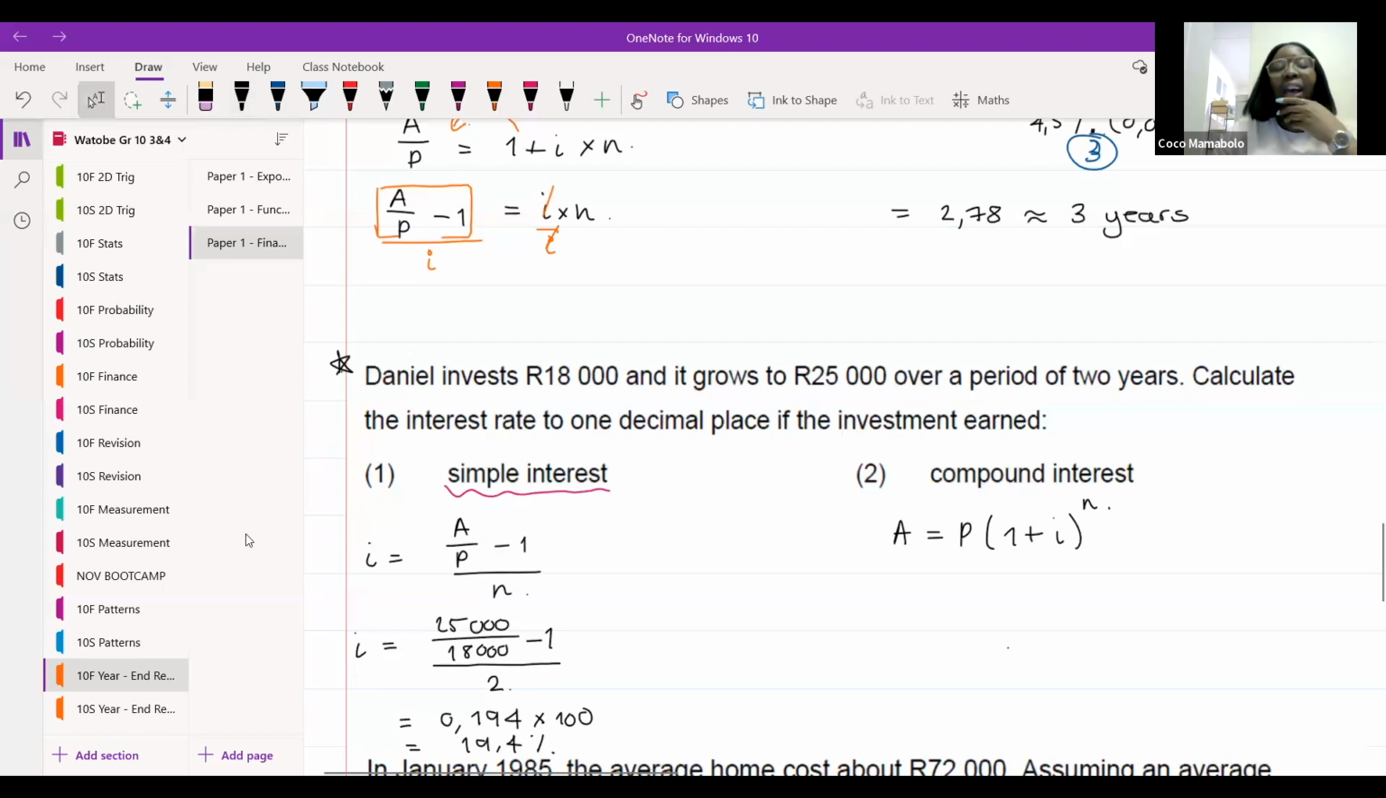Oh, okay. I see, Karabo, but remember, this is simple interest. The one that you guys are using is for compound interest. It's two completely different calculations.